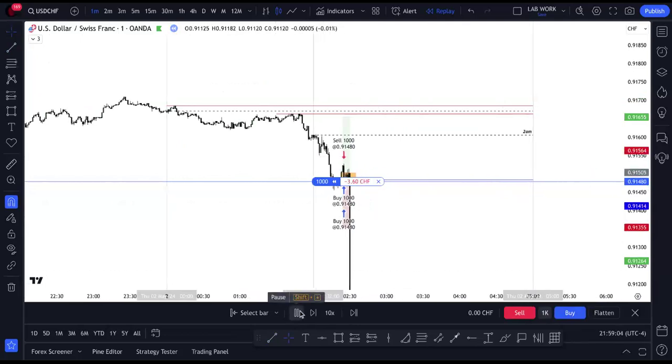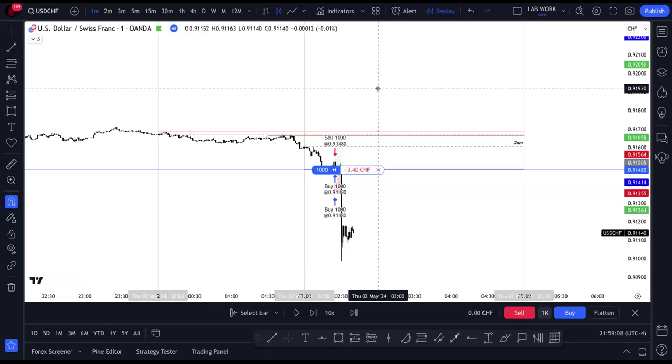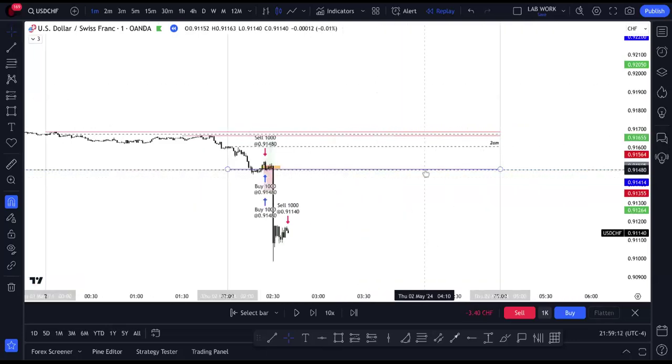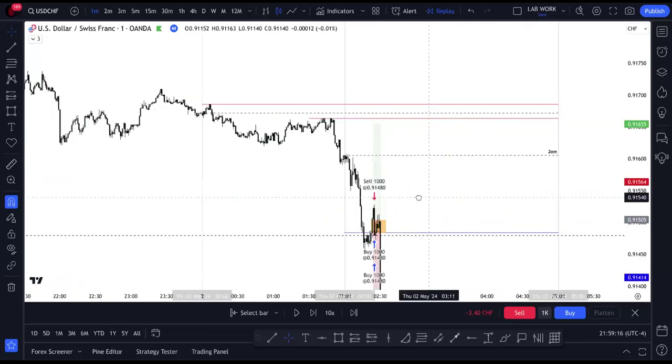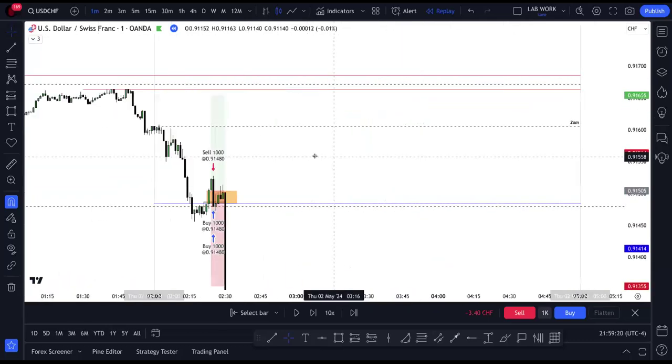We would hold, and then as you can see, not a winner. Not every day is going to be a winner. So we would have taken a loss on that day here. So this is a losing idea. See, I gotta show you the losers too. I can't just show you winners. This is a losing idea.